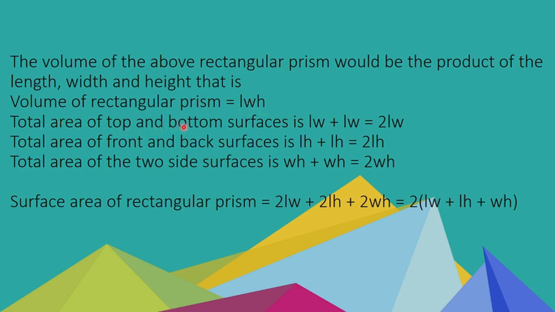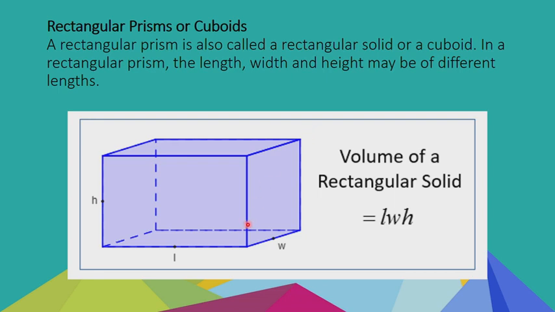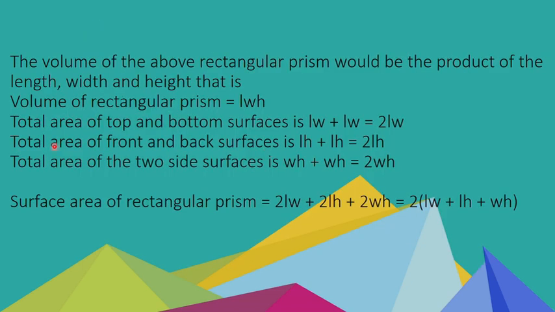So the total area of the top and bottom surfaces: let us watch here for one side. Let us take this bottom. For one side, the area is equal to L into W. Next, the upper side is also length L and width W, so L into W. So the area of the top and bottom surfaces is length into width plus length into width, that is equal to 2 times length into width.